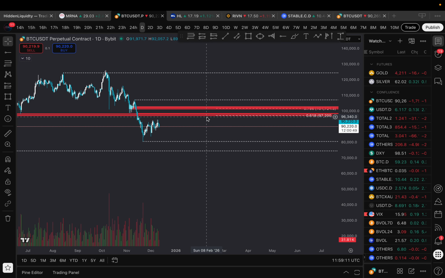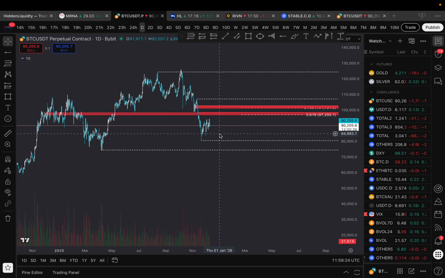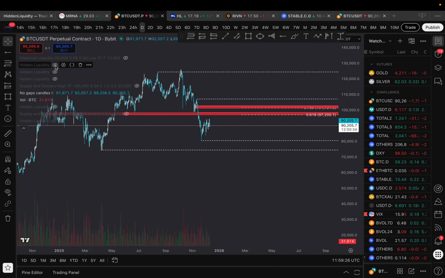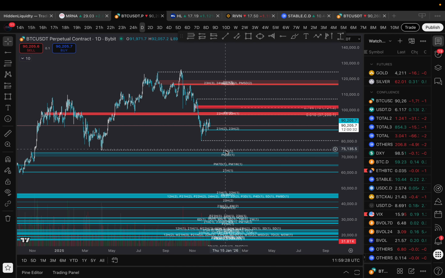So what am I looking for? I'm looking for a short trade to target, first of all, obviously this low, because without breaking this low, we won't see lower targets or lower prices. But I also want to have a liquidity magnet, right? So what am I going to do?